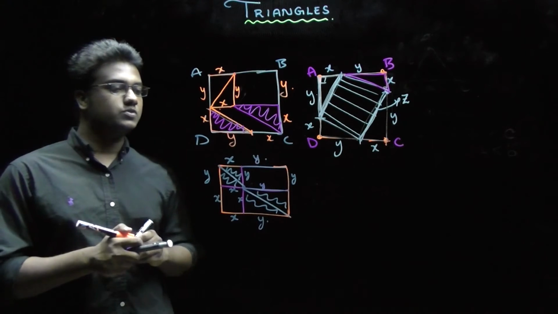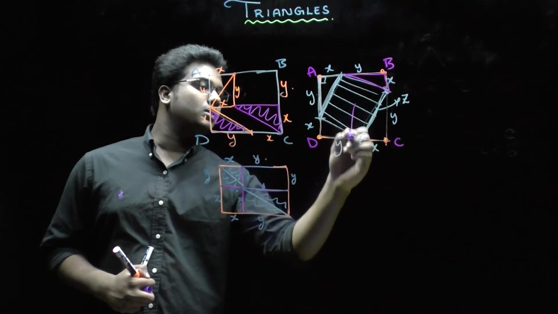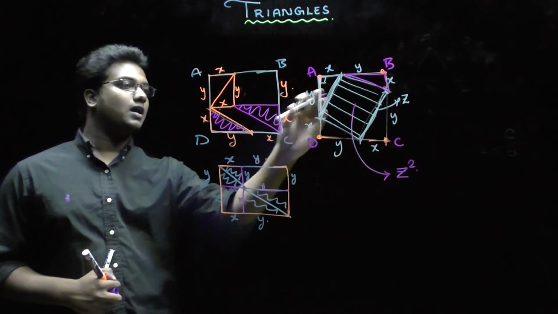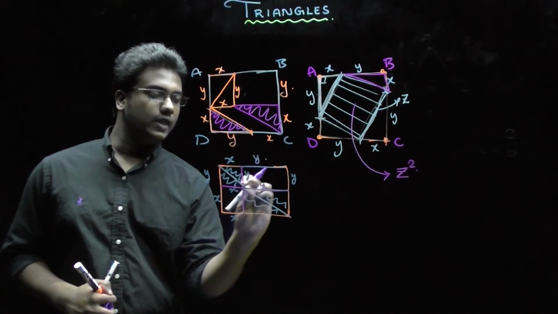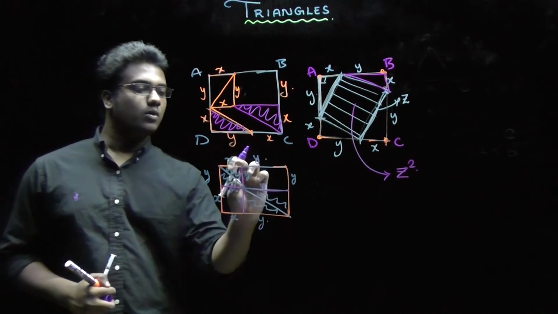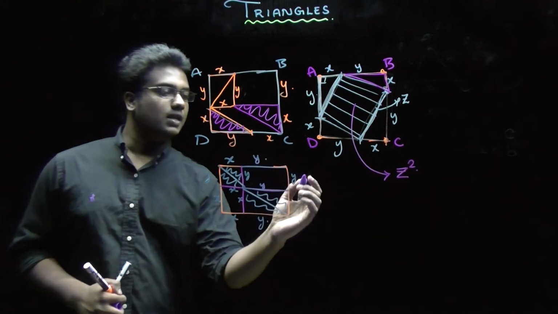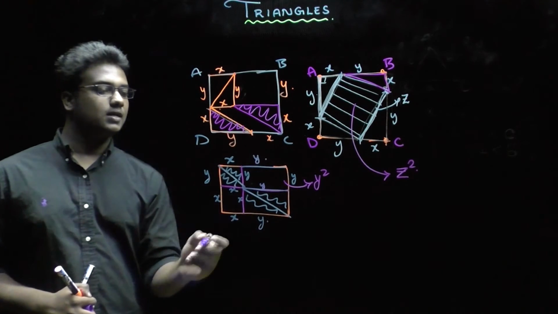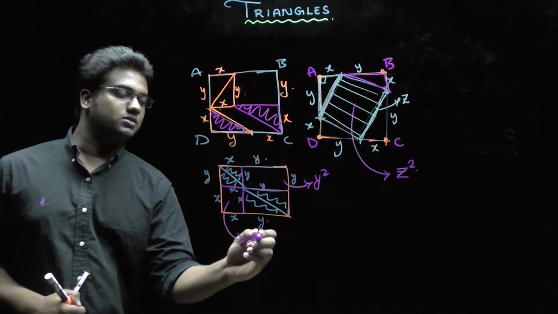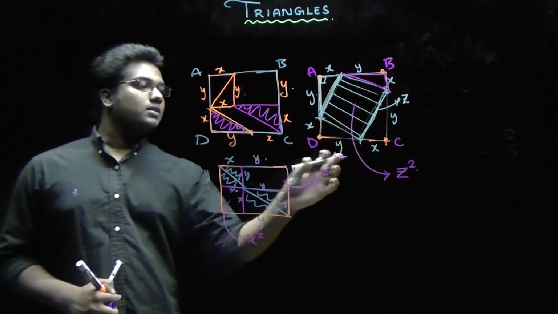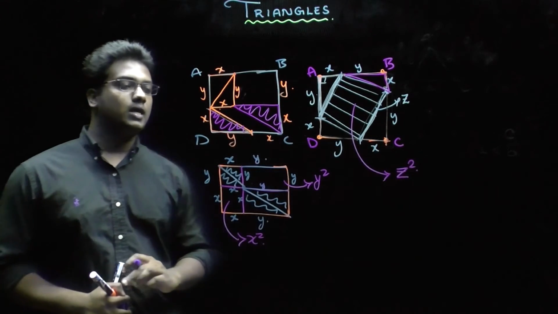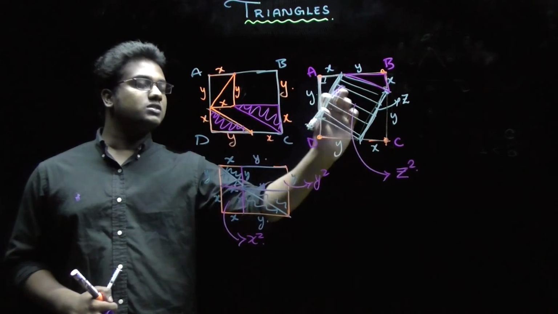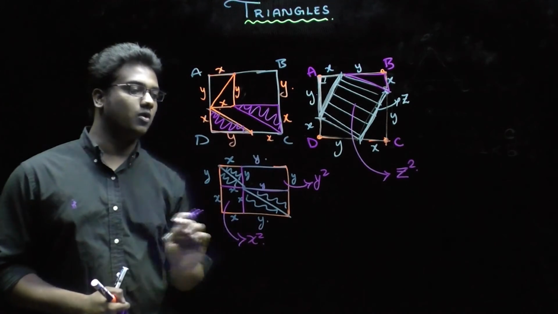So here if you observe, this total area is Z square, right? So this area will be equal to this area plus this area, right? So what is this area? This area is Y square. And what about this area? This area is X square. Fine. So the area of Z is equal to the sum of these two areas, since we have just interchanged the positions of the blocks.